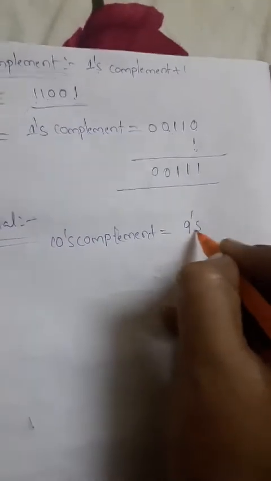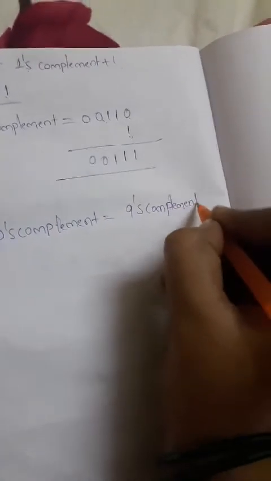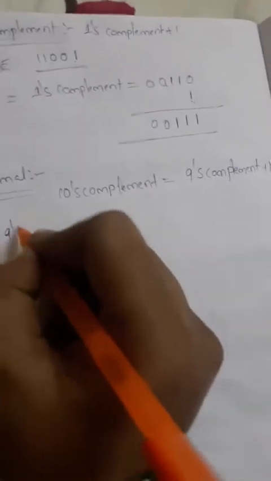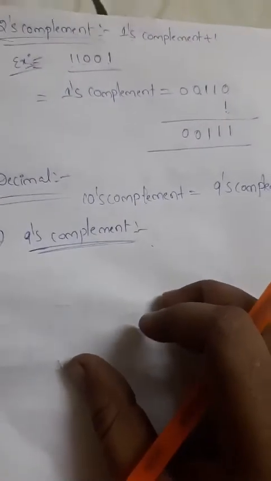For decimal, in radix complement, we have the 10's complement. To represent 10's complement, we have one formula, that is 9's complement plus 1. Okay, so before going to 10's complement, first we'll see the 9's complement. So what does 9's complement mean?